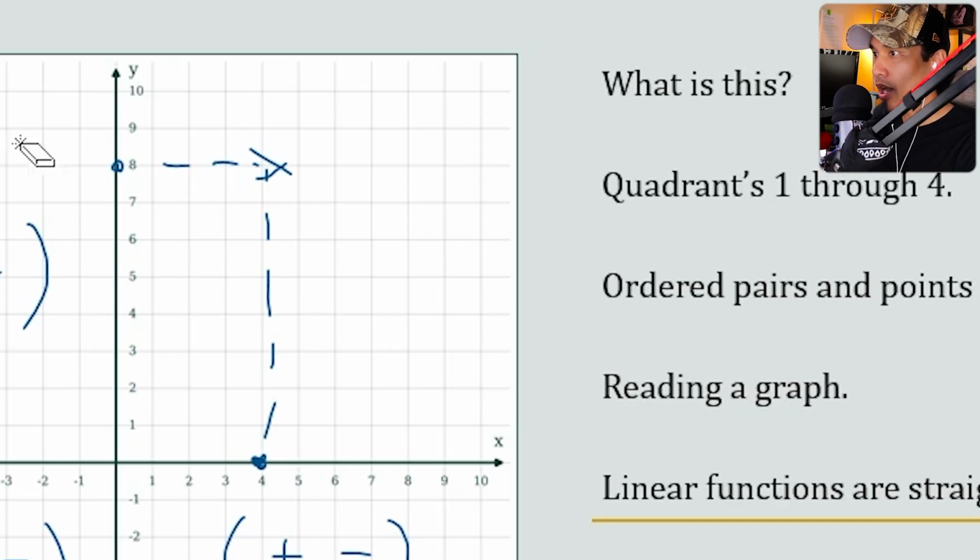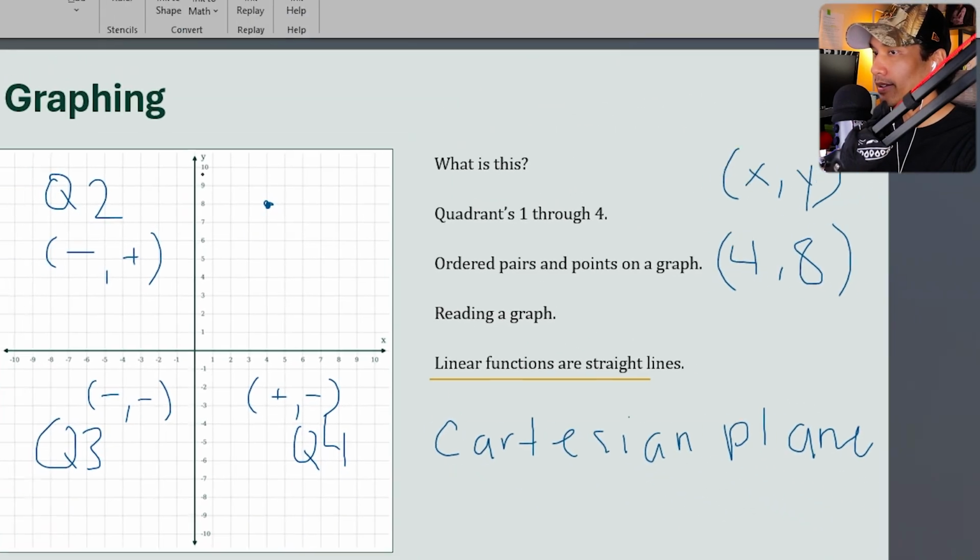Okay, so I'm going to erase all this, and I'm just going to put the point on the graph. Right here. 4, 8 is right here. That's where I would put the point. That's where we would put the point, 4, 8.